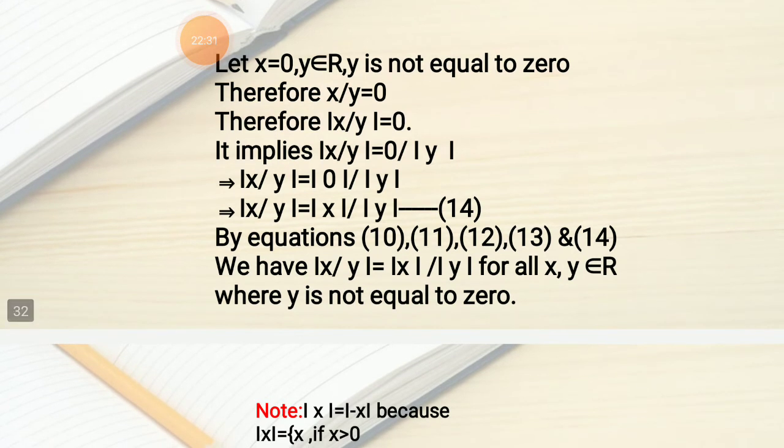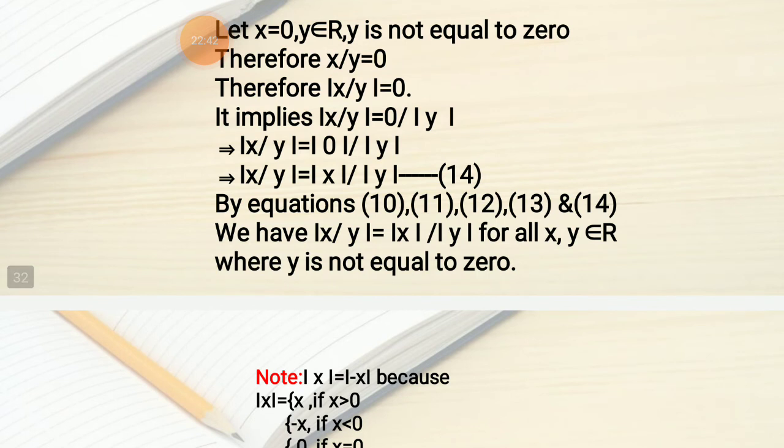So mod of x by y is mod 0, which is 0. We can write mod of x by y equal to 0 by mod y. So mod of x by y equal to 0 can be written as mod 0 by mod y. But x is 0, so mod x equal to mod 0. So mod 0 equal to mod x. So mod of x by y equal to mod x by mod y. This is the 14th equation. So by all the 5 cases, we say mod of x by y is equal to mod x by mod y for all x, y belongs to R, whenever y is not equal to 0.